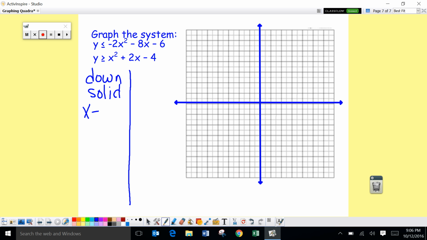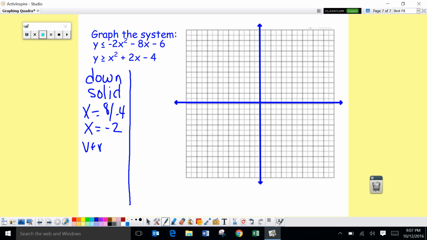We'll find the axis of symmetry, x equals negative b over 2a. In this case, the b value is negative 8, so when we change it to negative b, it will be 8, divided by 2 times a, which is negative 2, negative 4. So x is going to equal negative 2.